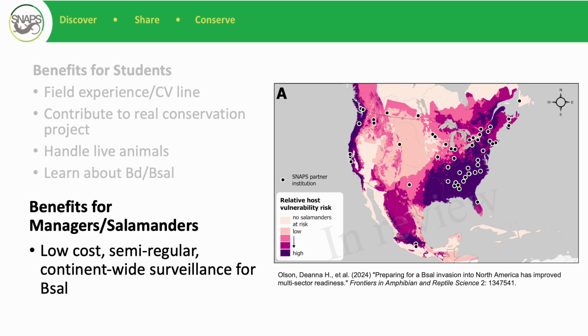SNAPS is also beneficial to wildlife managers and the salamander species they protect by providing low-cost, semi-regular, continent-wide BSAL surveillance. The black dots in this map represent SNAPS's partner institutions that have classes and instructors just like me who are helping to sample for BSAL in many of its hotspots for potential introduction to North America, as depicted in dark purple.